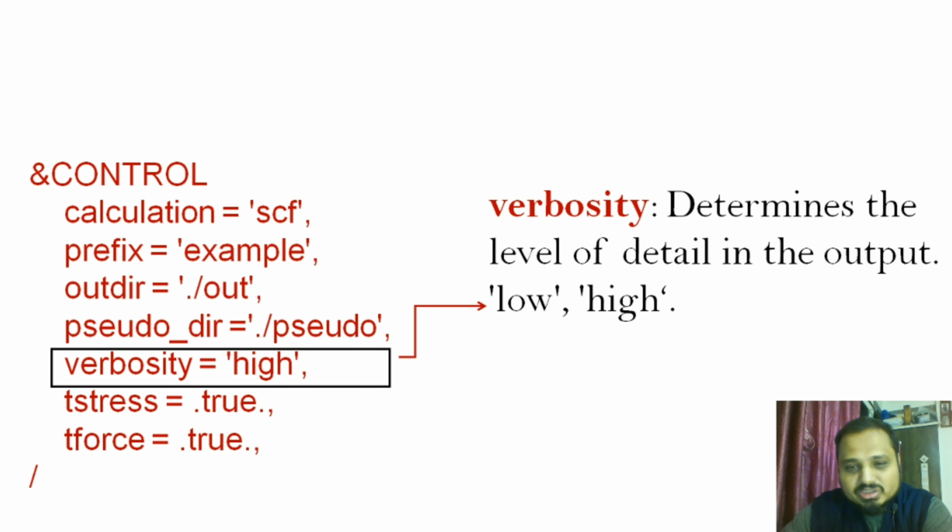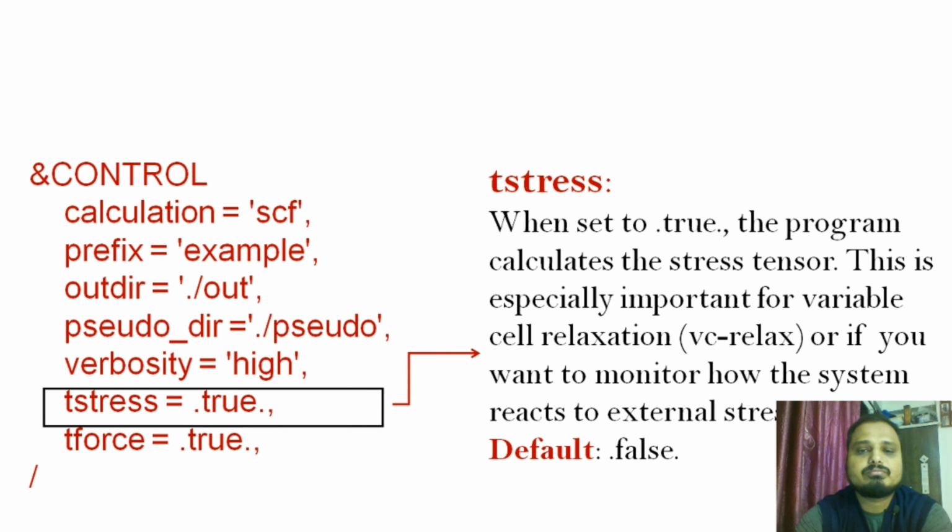Next is verbosity. Verbosity defines the detail of your output. There are basically two options in Quantum ESPRESSO, low and high. Next is tstress. Tstress is a parameter which by default is false, but when you set it as true, it will calculate the stress tensor. This parameter is useful when you are calculating strain, stress or bulk modulus. So this parameter is mainly used in VC relax calculation.